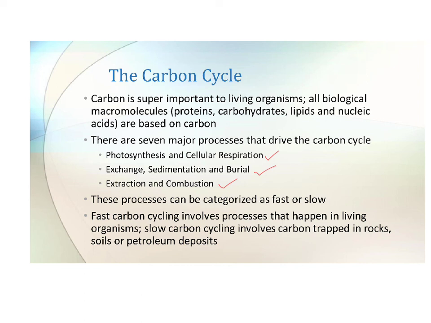Those processes can be categorized further as fast or slow, meaning that they happen either on the scale of days or weeks, or slow. And in the carbon cycle, we're talking about years to millions of years. Fast carbon cycling involves processes that happen in living organisms. So your fast cycling is going to occur right here in photosynthesis and cellular respiration. That's how carbon is exchanged in living organisms. Slow carbon cycling is going to involve carbon trapped in rocks, in soil, or in petroleum deposits.